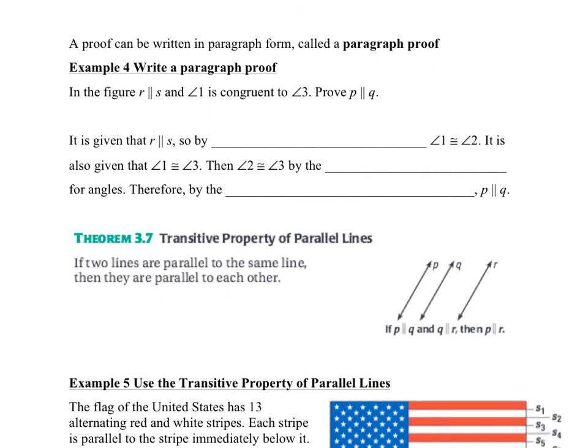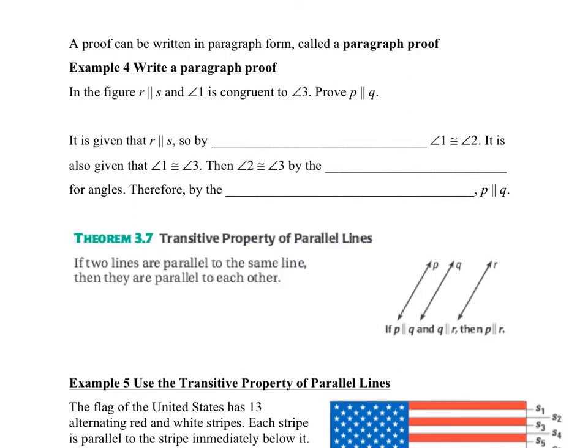Okay, not only can we write what we call a 2-column proof, but we can also write it in paragraph form. So this is pretty much the standard way of writing a paragraph form. You use it is given, and then whatever is given, that R is parallel to S. So by blank, 1 is congruent to 2.